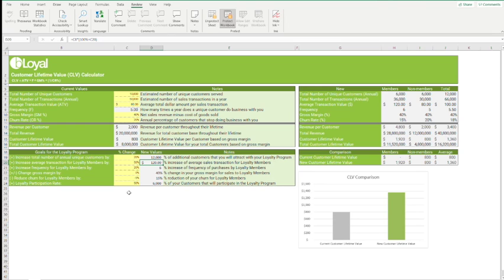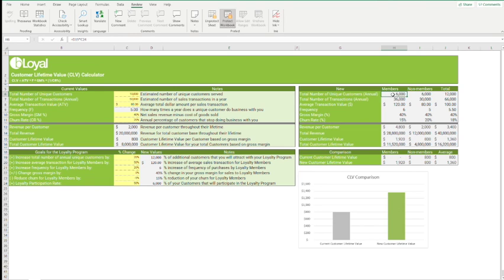As you can see, we have a column of new values here that combine your current value data with your goals for your loyalty program. For example, when you increase your total number of customers by 20%, it takes 20% of 10,000, 2,000 new members, and then it adds 2,000 to 10,000, and you get 12,000 as your new value.